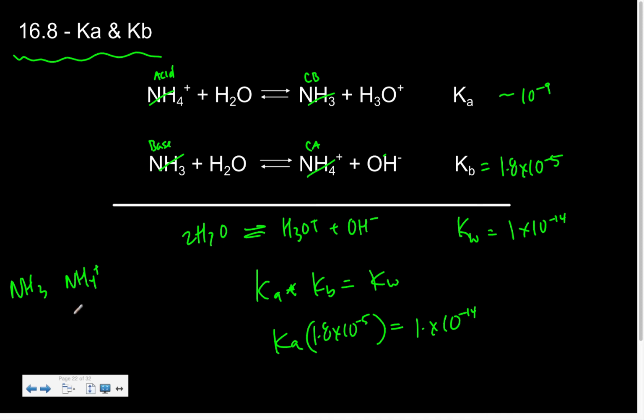Okay. So anyway, this is what ties those together. Ka times Kb always equals Kw for a pair, wherein I'm talking about a pair of conjugates. So this is the ammonia-ammonium conjugate pair. All right, so I could not use that, for example, to compare ammonia to water, because that's not what we're talking about.